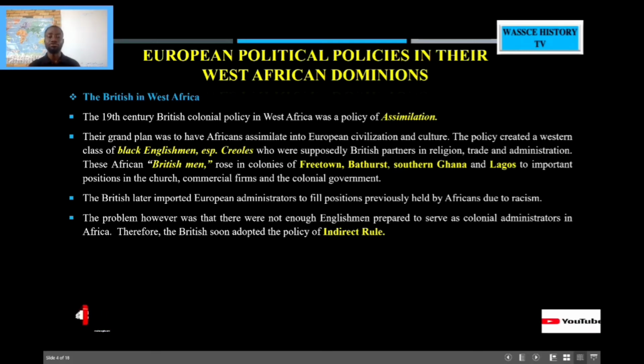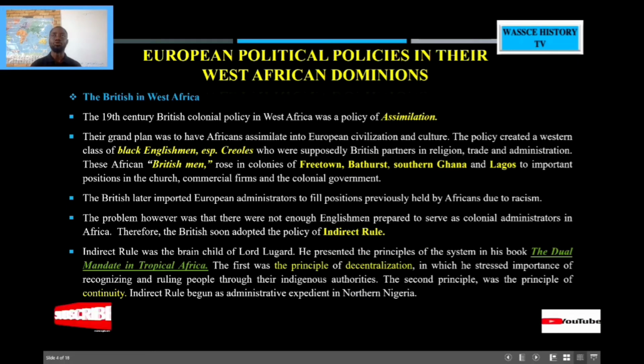And in this indirect rule, they were to rule the people through their chiefs. So if British officials are not coming because of the weather condition here, then we are going to rule the people through their chiefs. And this system is also a whole topic on its own, which we will look at in our subsequent lessons.